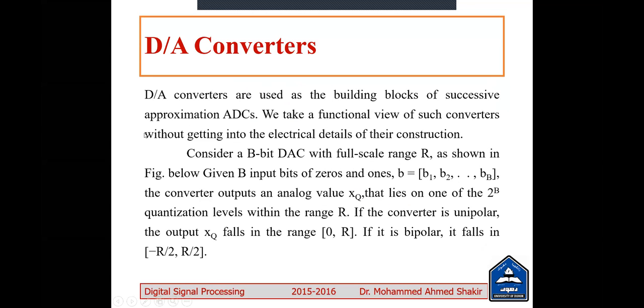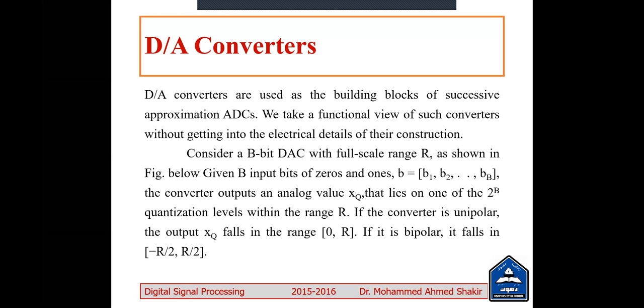Now D2A converters are used as the building blocks of the successive approximation ADC converter. We have a wide range of kinds of A to D converters. The most widely used is called the successive approximation A to D converter. We take a functional view of such converters without getting into the electrical details of their construction. I'm going to talk about the operation of these circuits, A to D and D to A circuits. I'm not going to talk about the electronic circuits.